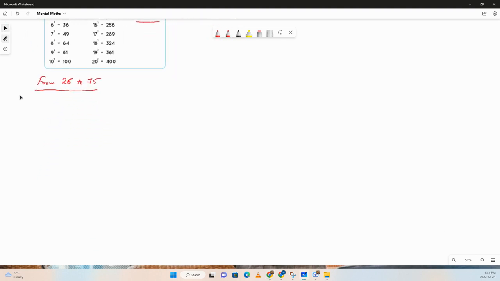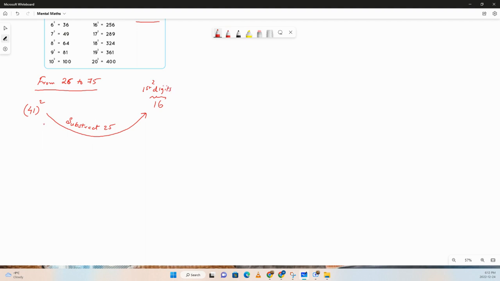Let's try to understand this with an example. The first example would be, let's take the number 41. So how do we find 41 whole square? The first thing we do is subtract 25 from 41. So let me write it down. Subtract 25. So what is 41 minus 25? That is 16. So this would be our first two digits of the square, right?